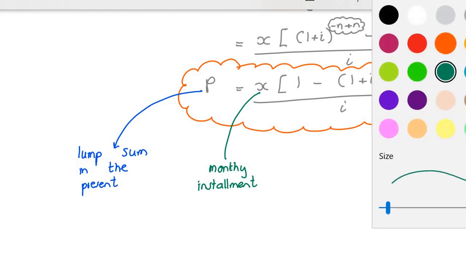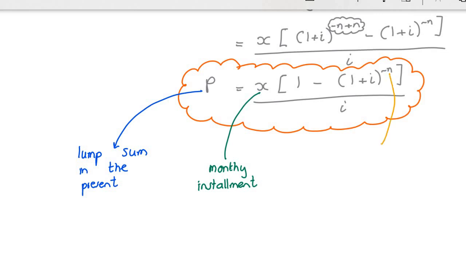I is your interest rate, and N stands for how many payments. So how many payments are either made to you, or how many payments are made to pay off the loan. So N doesn't stand for time period, it stands for number of payments. And I is obviously our interest rate. So very, very similar to the future value annuity formula.